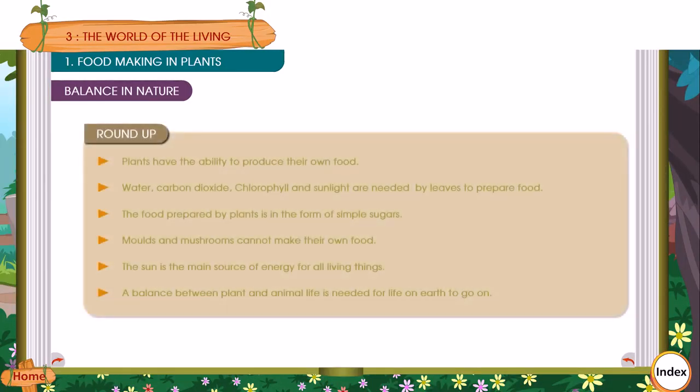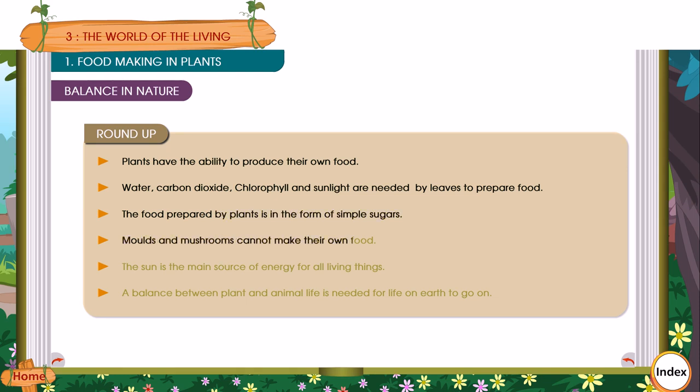Roundup. Plants have the ability to produce their own food. Water, carbon dioxide, chlorophyll, and sunlight are needed by leaves to prepare food. The food prepared by plants is in the form of simple sugars. Molds and mushrooms cannot make their own food. The sun is the main source of energy for all living things. A balance between plant and animal life is needed for life on earth to go on.